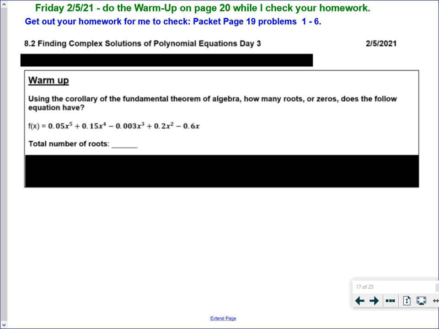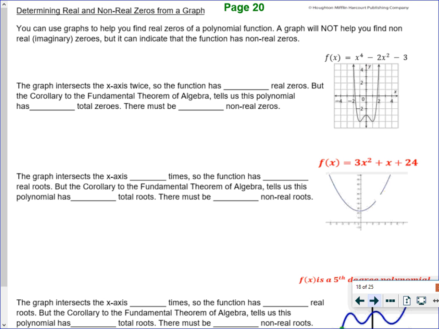Okay, and so the total number of roots of this polynomial will just be 5. The total number of zeros or roots in a polynomial will be equal to the degree of the whole polynomial. And this polynomial, the degree is 5, so the total number of roots or zeros will also be 5. So let's go ahead and get started with the notes.